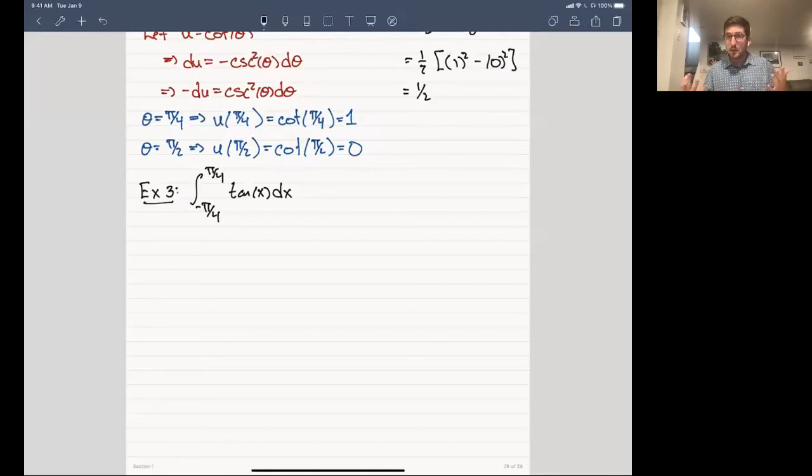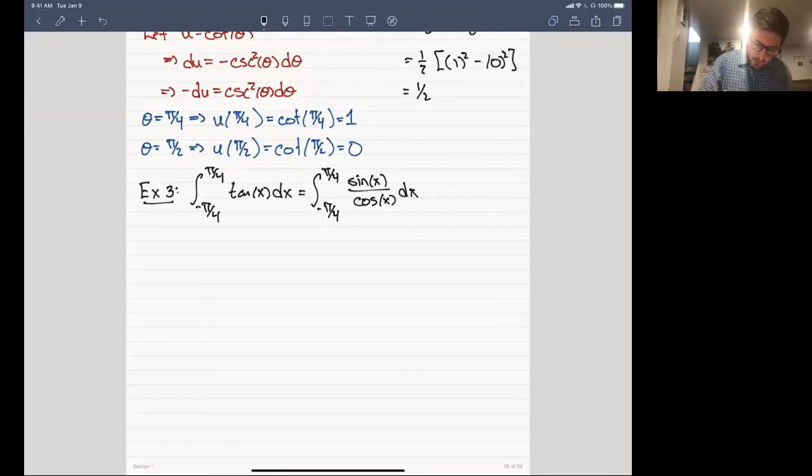Okay, so immediately it doesn't really look like there's two functions in there, right? So it looks like it's going to be a little difficult to do our substitution. But let's remind ourselves that tangent is equal to sine over cosine. So let's write this. At least then we've got two functions to work with. So I get sine of x divided by cosine of x dx.